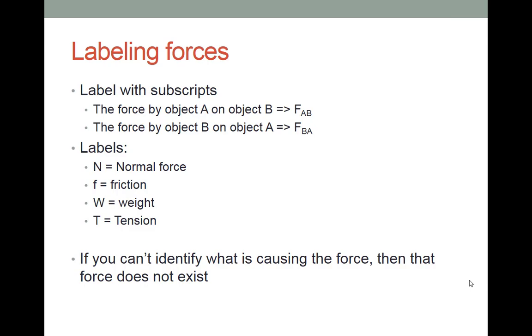So to begin with, this is the same slide as from the last part, just reminding you of the labels. The first subscript is the thing causing the force. The second subscript is the thing experiencing the force. And then capital F for any generic force, N for normal force, F for friction, W for weight, and T for tension. Okay. So what is a free body diagram?